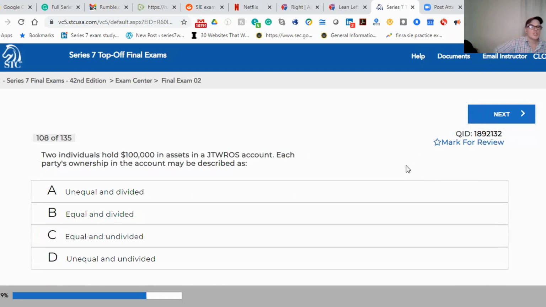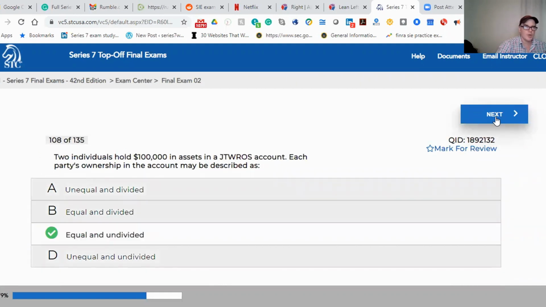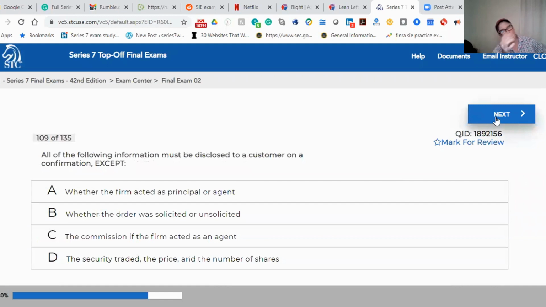Boom. Okay. Two individuals hold 100,000 in assets. All you guys who left after 50 questions, look at me, I'm rocking. Two individuals hold 100 grand in assets in a JTWROS. Each party's ownership of the account may be described as equal and undivided, because each person is a 100% owner of the account. And what happens with JTWROS? I die, you get the money. If it's JTIC, I die, my portion goes to my estate, my children, my beneficiaries, my heirs. Any of those words matter.